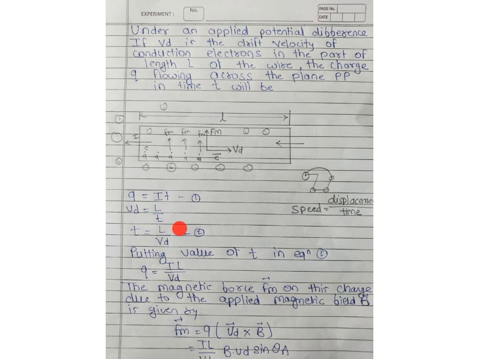Then we find the value of t. t is equal to L upon Vd. We know Vd is the drift velocity. Then putting the value of t.